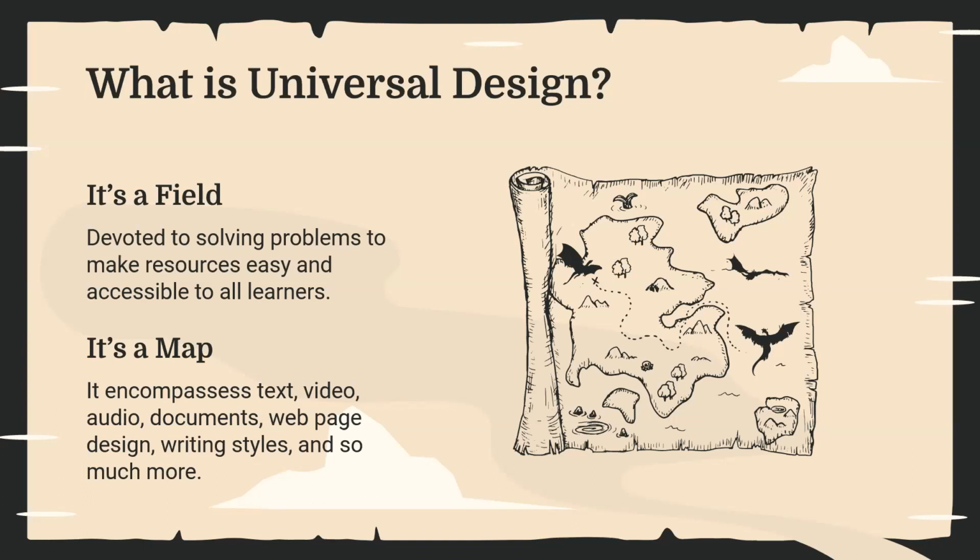So what is it? Universal design encompasses quite a few things, it's actually a very large thing. For example, it encompasses text, video, audio, documents, web page design, writing styles, and general layout and color. I mean, we don't necessarily think about all of those things when we're thinking about our course.